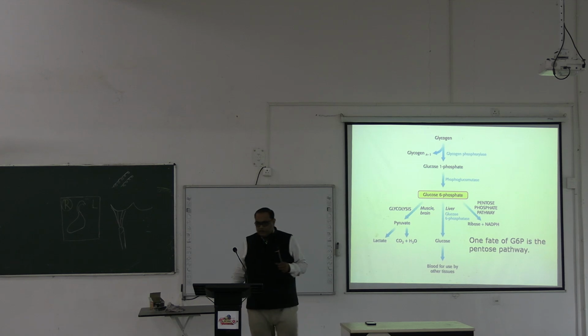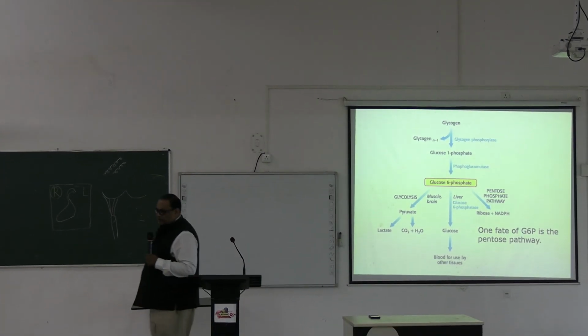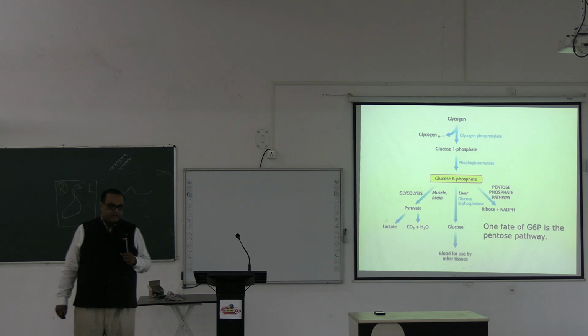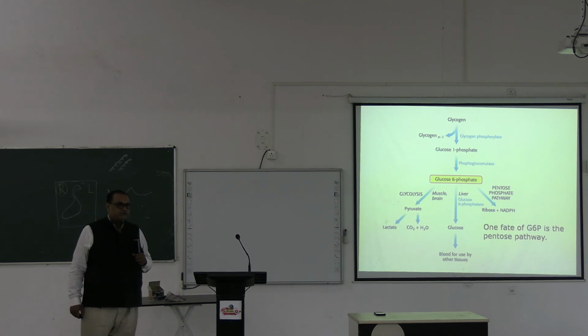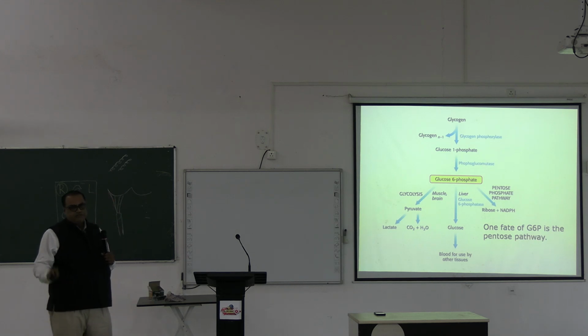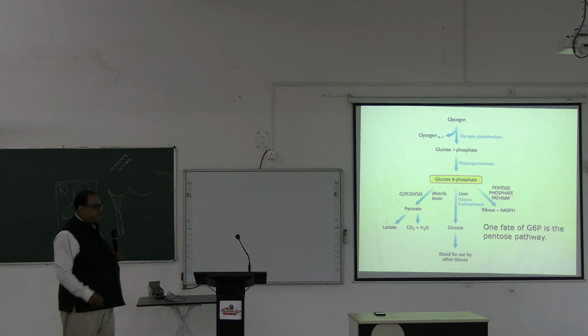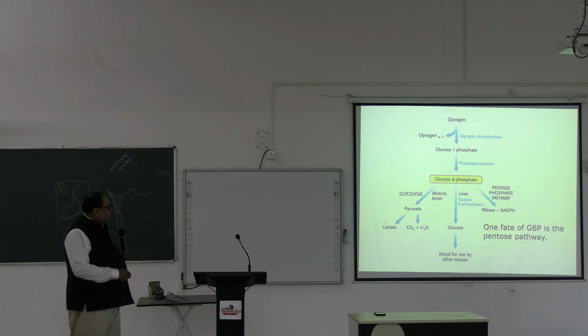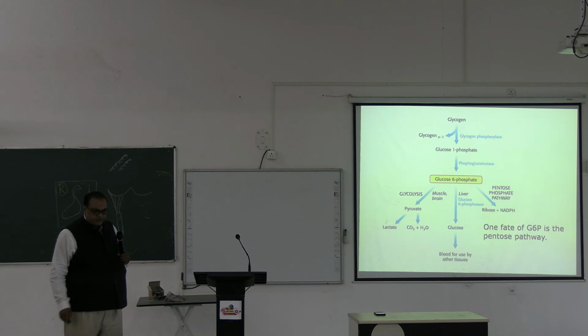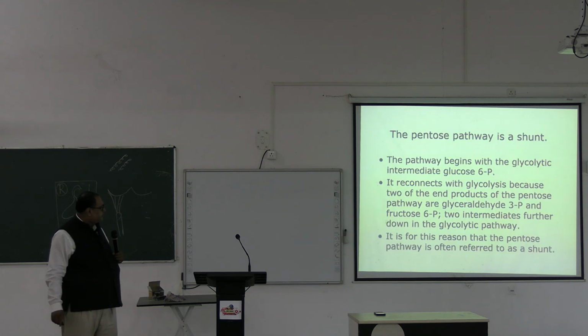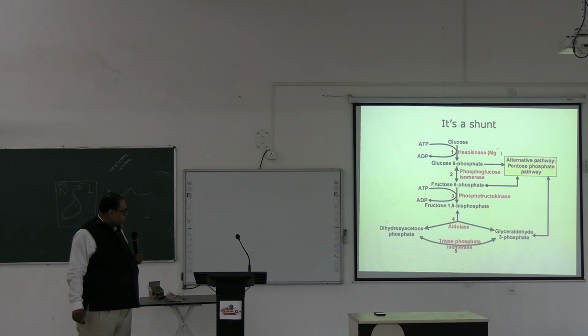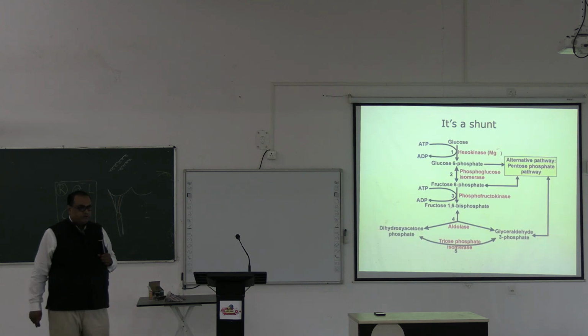Correct? Now the beginning of the pathway has one intermediate called glucose 6-phosphate. That is the first product of the glycolytic pathway, glucose to glucose 6-phosphate. This pathway begins with glucose 6-phosphate and ends at different regions of the glycolytic pathway. Here we have shown the different fates of glucose 6-phosphate. Just go through it, I will not teach now. Straight away we will go to the pathway.